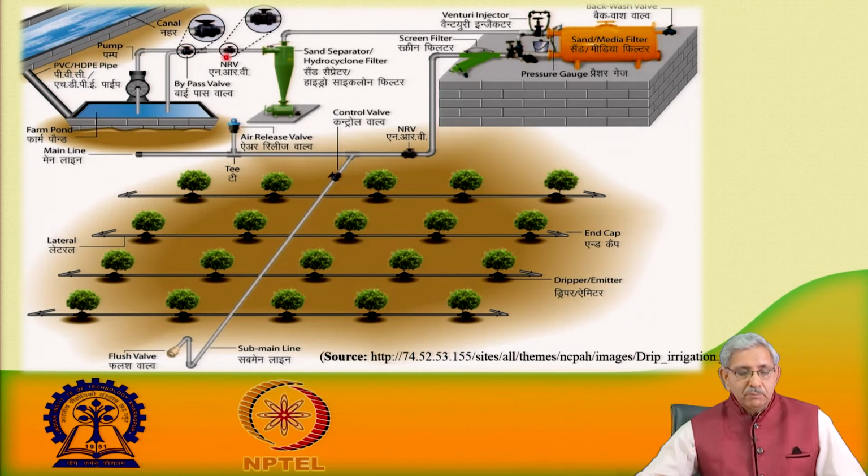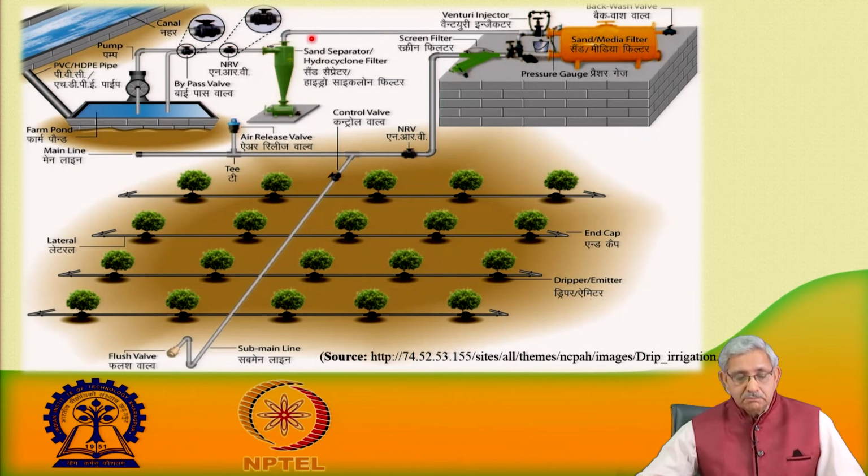Then it goes to a bypass line, where, if the size of the pump is more, part of the water can be allowed to bypass and be brought back to the source. Then there is an NRV, that is a non return valve. When we are using chemicals or fertilizer, there is a chance that there may be a reverse flow, and that may contaminate the source of water supply. So the purpose of the non return valve is to see that the water is applied only in one direction.